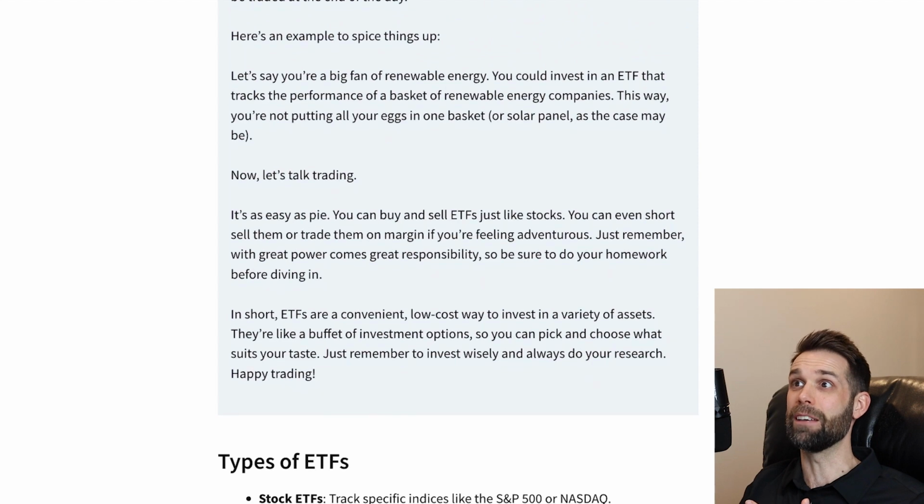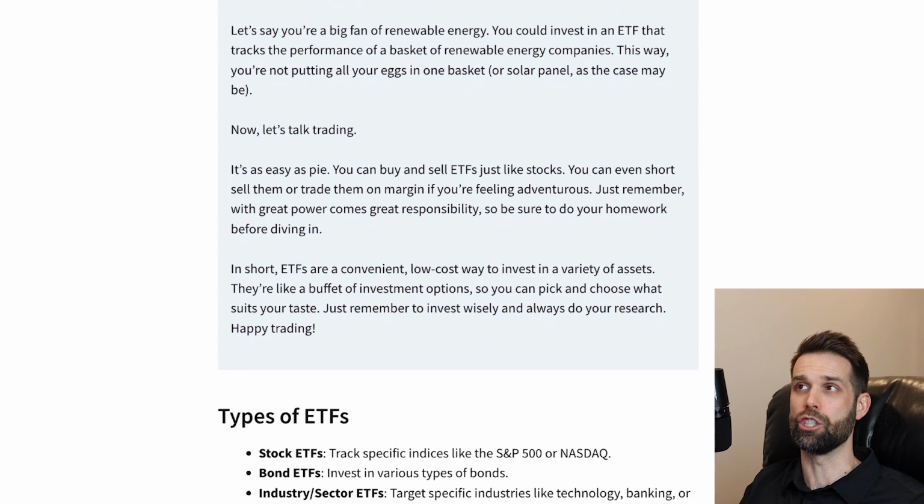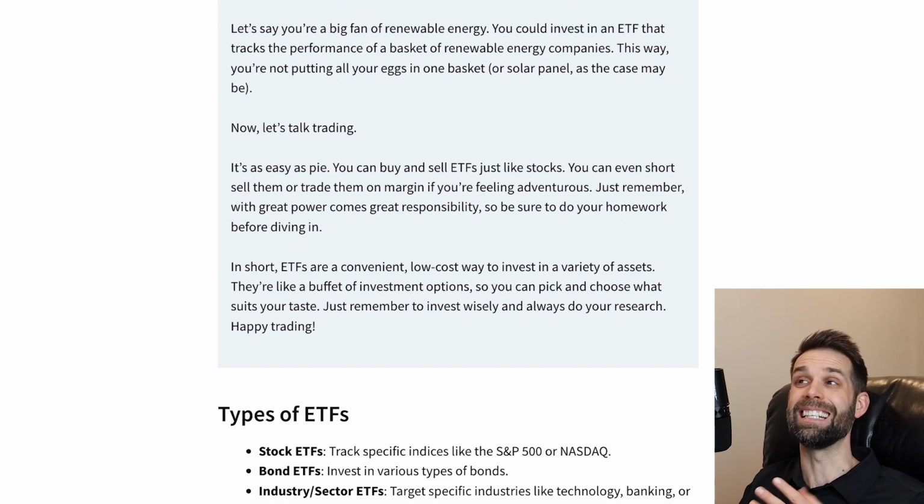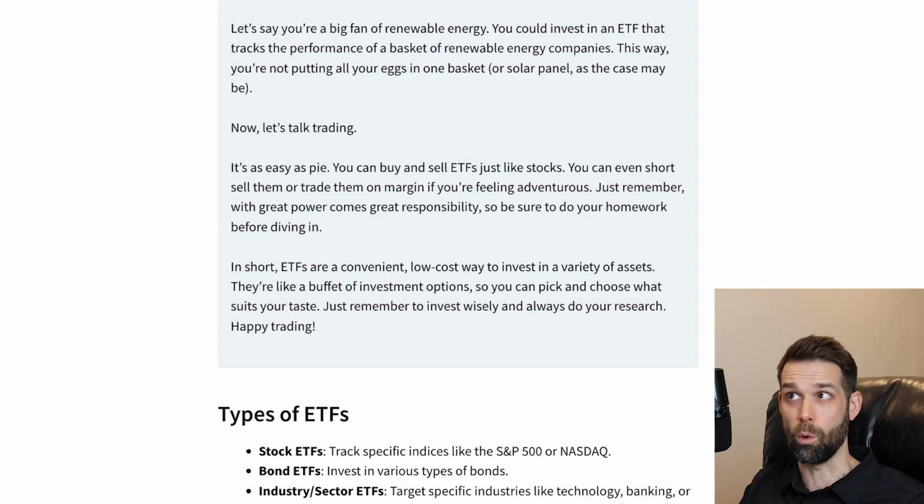So let's say you're a big fan of renewable energy. You could invest in an ETF that tracks the performance of a basket of renewable energy companies. This way, you're not putting all your eggs in one basket or one solar panel, as the case may be. You can buy these exchange traded funds just like you can buy stocks. You can short them, and you can trade them on margin as well.